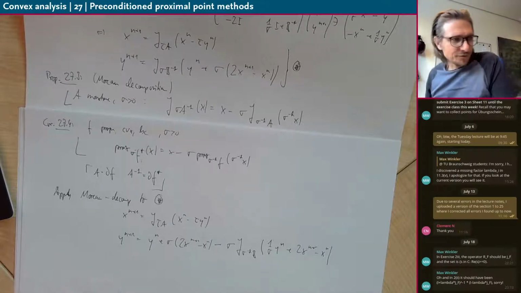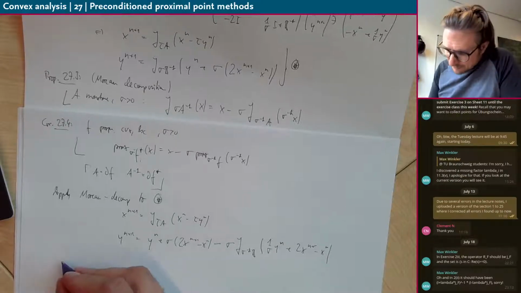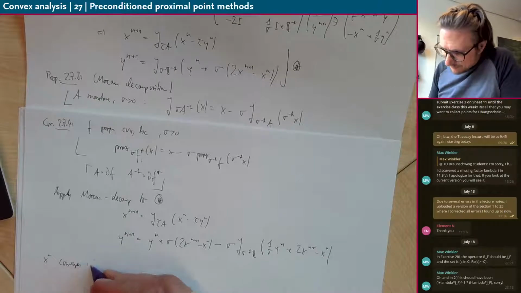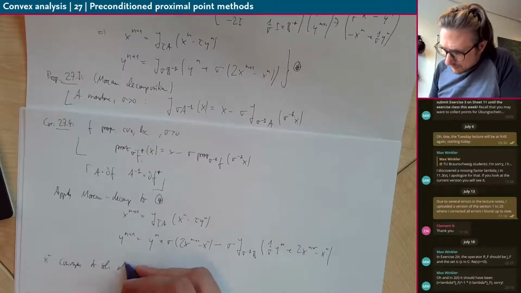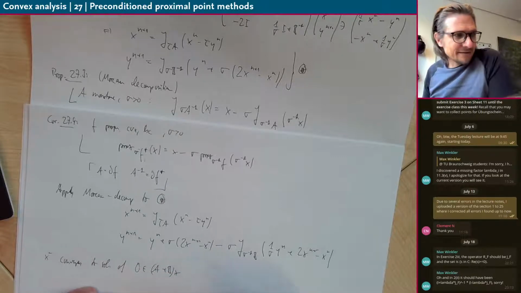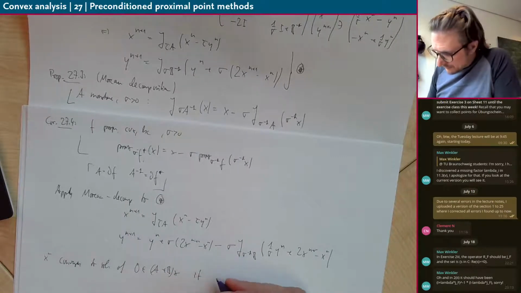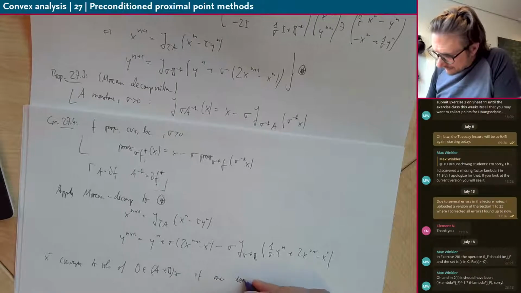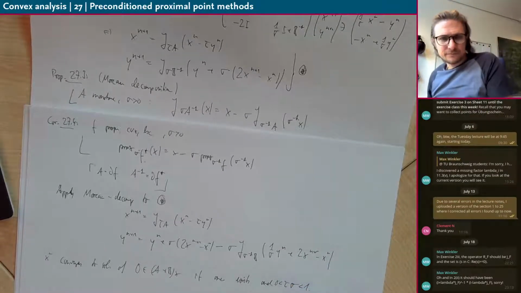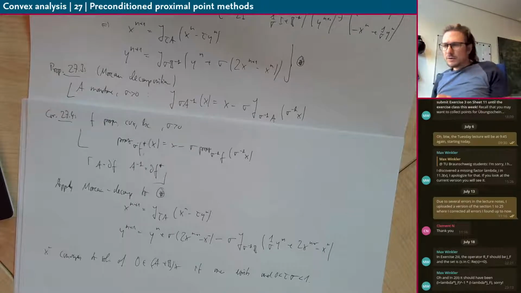And what we've shown, what is clear, is that this x n converges to a solution of 0 is in A plus B times x, if one exists, and tau times sigma is smaller than 1 and positive. Okay, so that's nice.